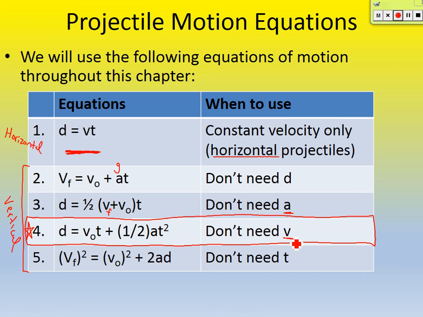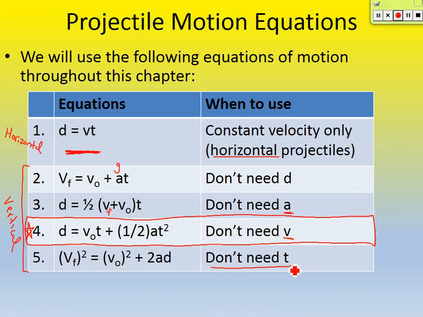And the last equation, velocity final squared is equal to velocity initial squared plus 2 times the acceleration times displacement. And notice this doesn't have time in it, so you would use this equation if you don't need to solve for time. Now the tricky part with these physics problems dealing with projectile motion is picking an equation that will work, that will solve for what the question is asking for.